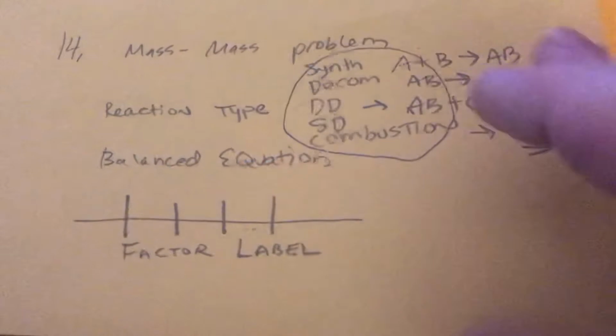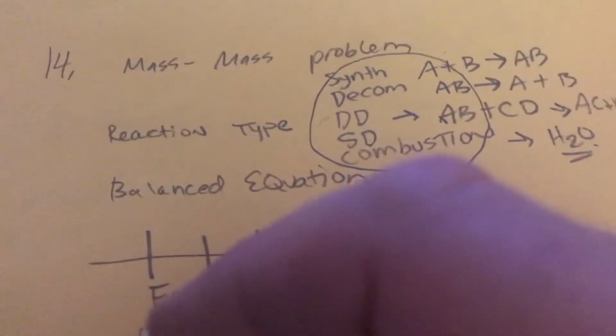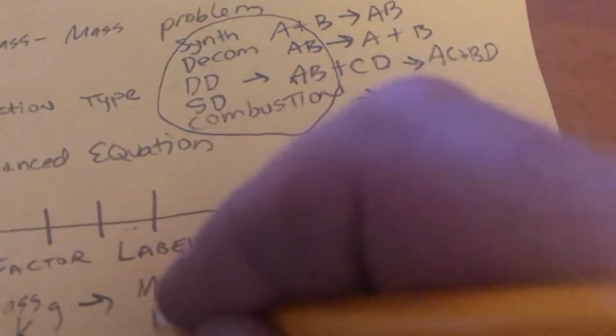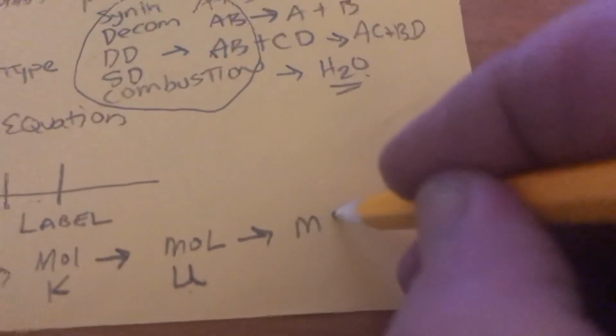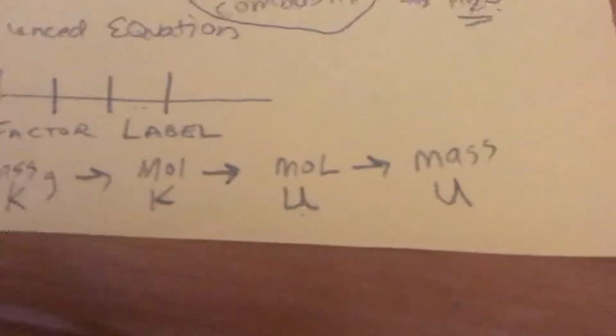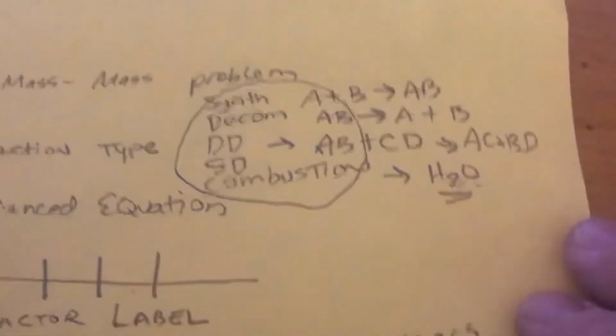So you're going to make sure you do your logical pathway. Okay, logical pathway would be you're going from the mass in grams of what you know, to moles of what you know, to the moles of your unknown, U for unknown, to the mass of your unknown. That's what you're looking for. That's the logical pathway. So make sure you put in the equalities for these things to make it happen.